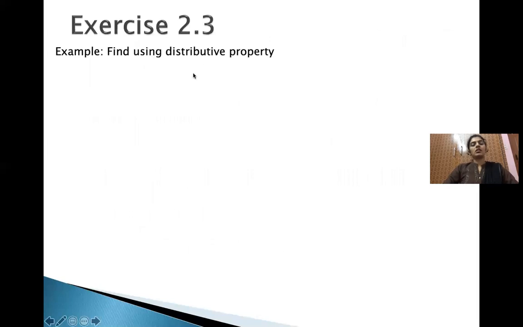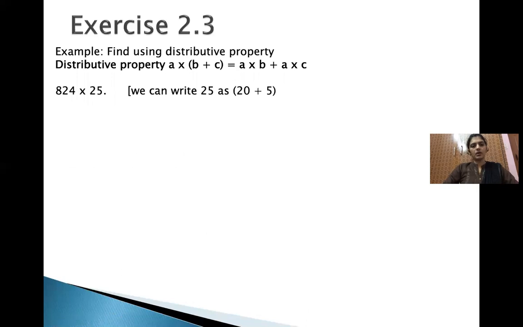Now next is, we have to solve a problem by using distributive property. As all of you know, that distributive property is, when A is multiplied by B plus C, then we can multiply first A into B, then add A into C. If we multiply this A inside, we got A into B plus A into C. Let's understand it with an example.